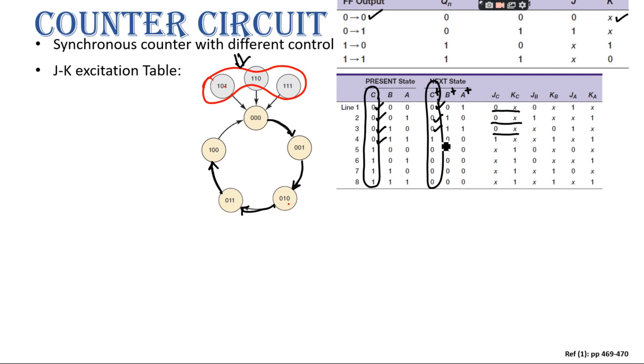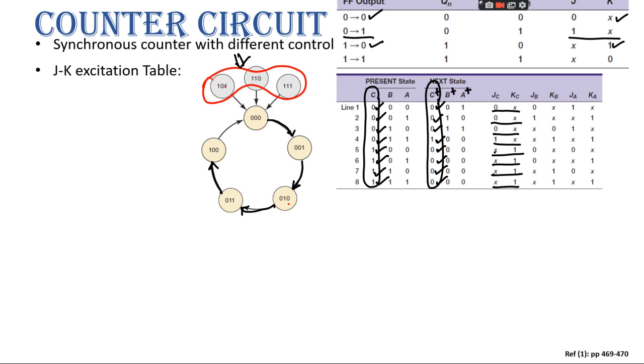When you have 0 to 1, it should be 1 and don't care, right? Yes, sir. Then when it is 1 to 0, it should be don't care and 1. 1 to 0 is don't care, 1. You got my point, right?